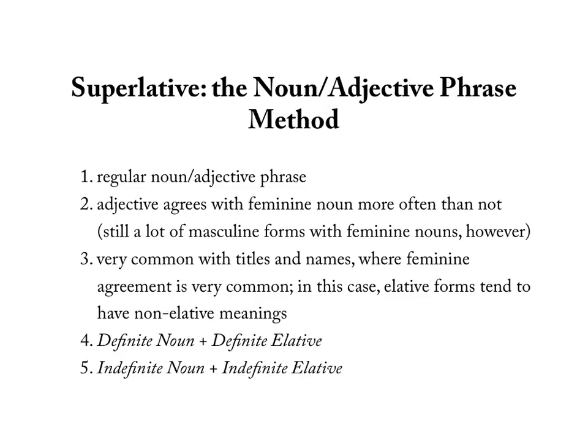So, just like any noun-adjective phrase, you're either going to get a definite noun with a definite elative after it, or an indefinite noun with an indefinite elative after it. So here are some examples of those. Al-Talib al-Akbar, the biggest or the oldest student. Al-Mushkila al-Kubra, the biggest problem. Alternatively, Al-Mushkila al-Akbar, the biggest problem. Both of these are used in regular newspapers.